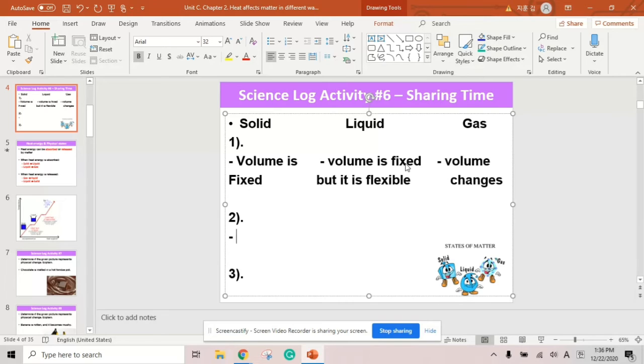When it comes to solid, you rarely have any motion. Ice doesn't move. But when it comes to liquid, there is more fluid motion. It can flow from one area to another. Gas has the most movement.